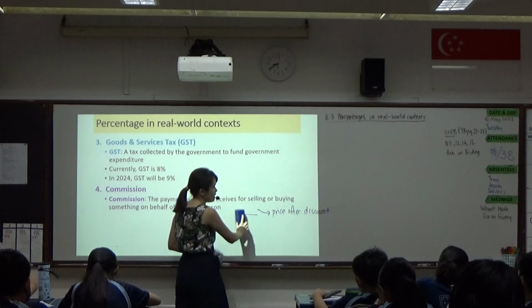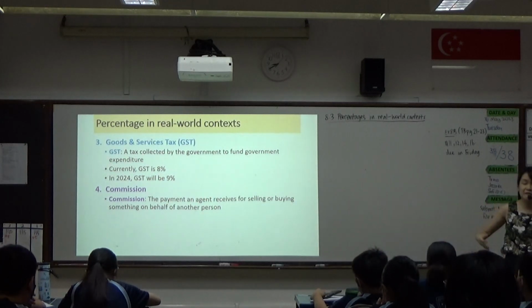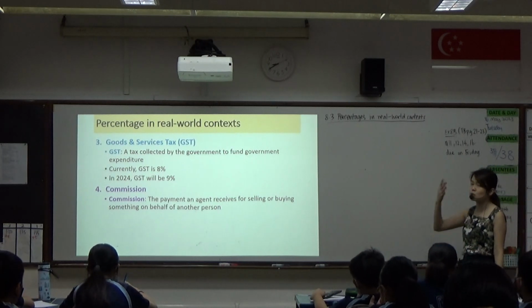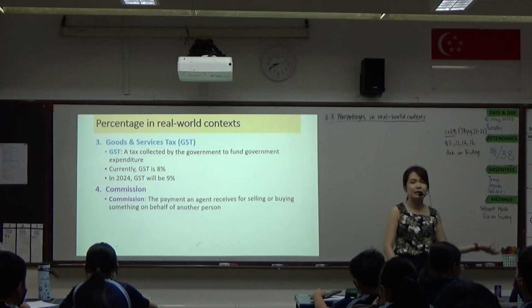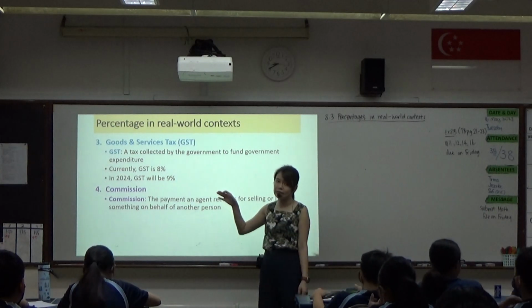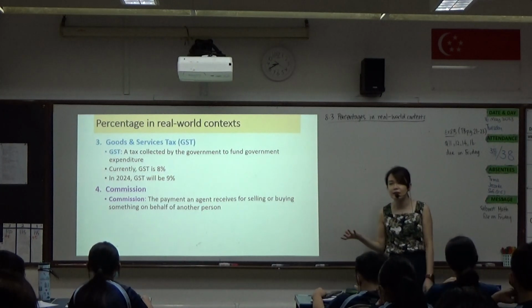Why is it that we have to pay GST? It is because the government needs money in order to build infrastructure, for example, school buildings or even MRT lines for us. So that's why taxes are being collected. Are you all familiar with what other taxes there are?